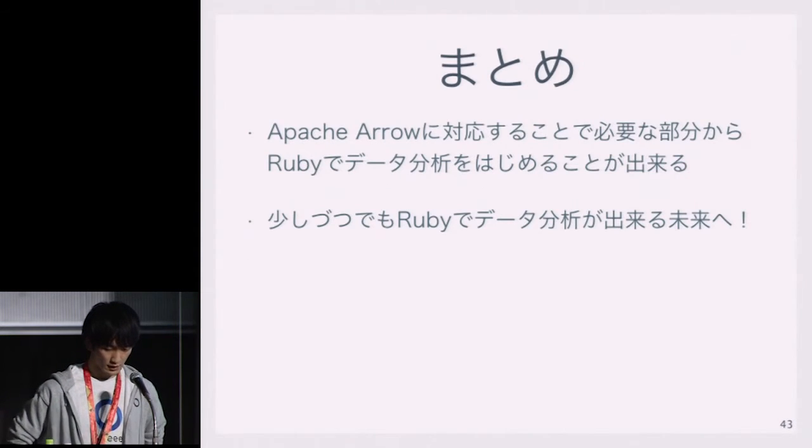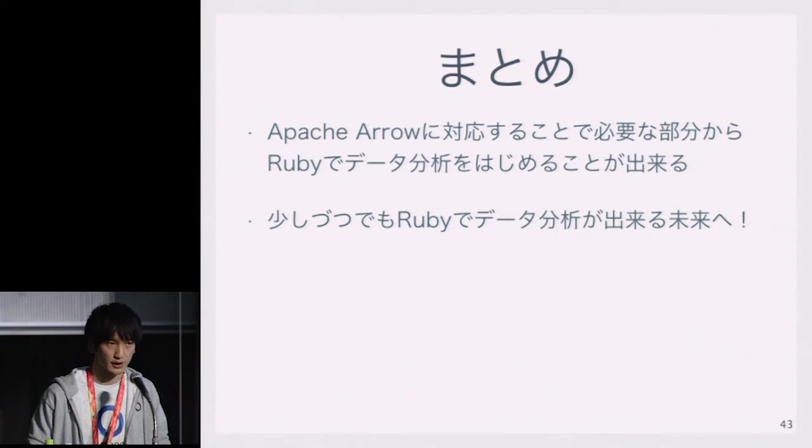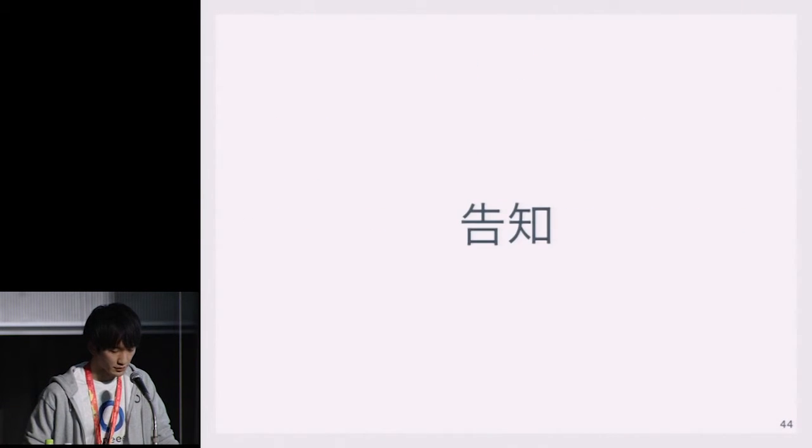And finally, this is the summary. By using Apache Arrow, we can start from the necessary part of data analysis in Ruby, and by going step by step, we can use Ruby for data analysis in the future.